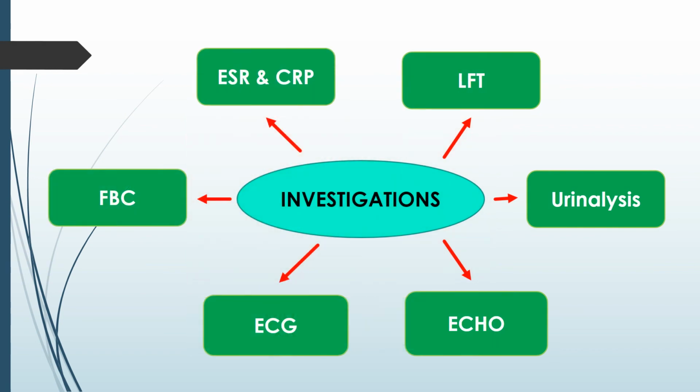This slide shows the investigations that you should perform in patients suspected to have Kawasaki disease. Full blood count may show anemia, leukocytosis, and thrombocytosis. Erythrocyte sedimentation rate and C-reactive protein are typically elevated. Liver function test may show low albumin and elevated alanine transaminase. Urinalysis may show presence of leukocytes. ECG may reveal ST elevation, which indicates myocardial ischemia. Echocardiogram should be performed to look for coronary artery aneurysm.